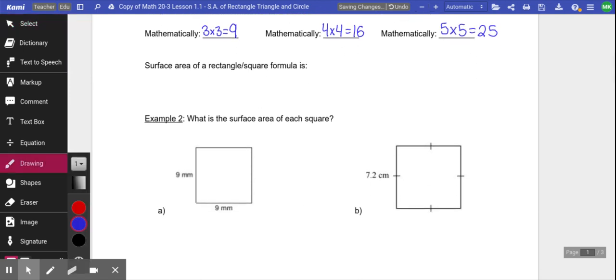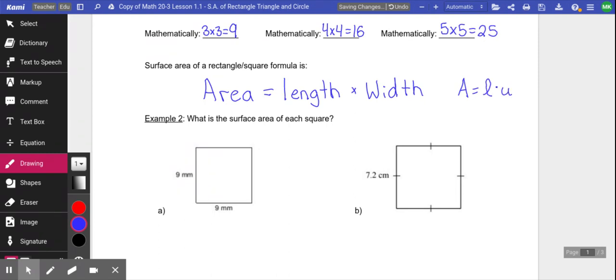Cool. Our formula for a rectangle or a square, I always just call them all rectangles. Squares are like special rectangles. They're just the same, right? Area equals length times width. I usually write it like this: A equals L times W. Usually I don't make my W so messy, but hey.